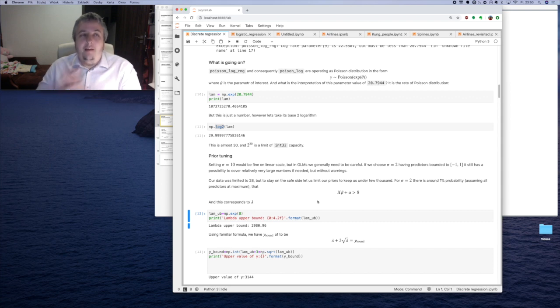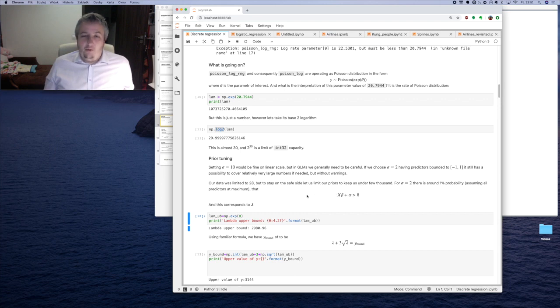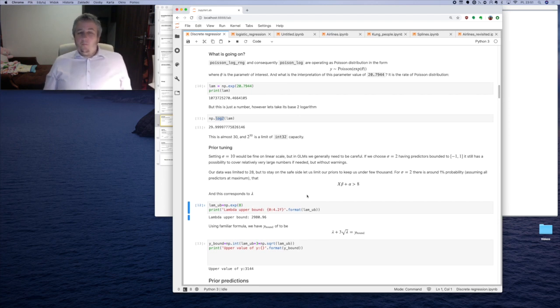So in the limit we'll get far away from observed values, but we are still far away from the billions that are possible if our exponential, if our linear predictors would get too large.